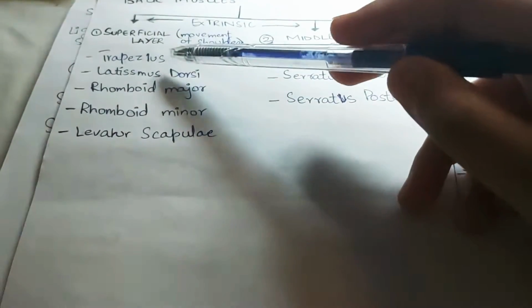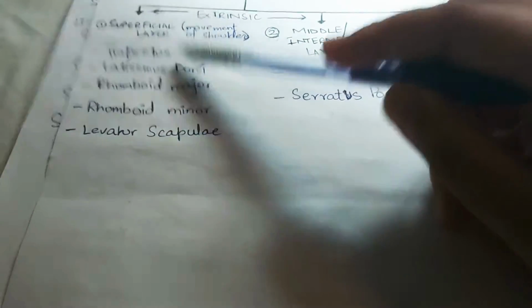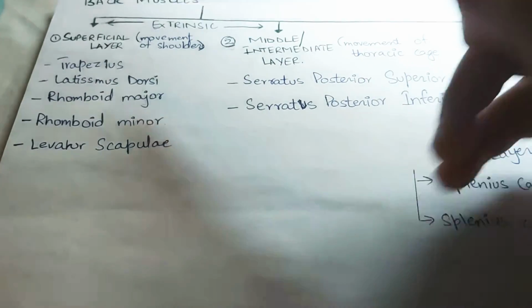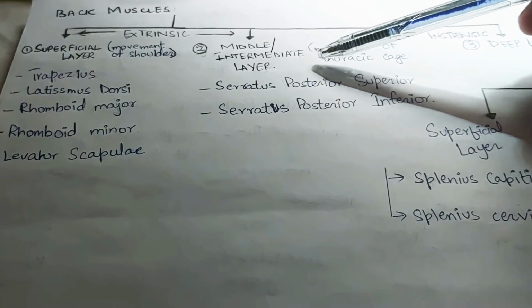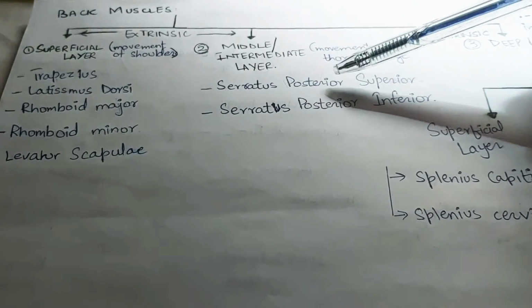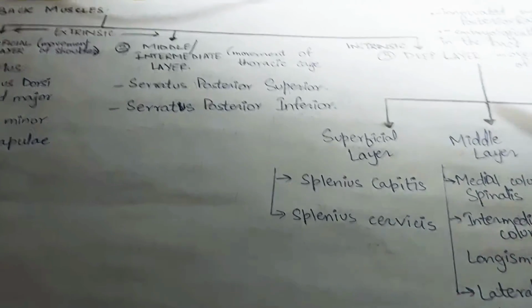Now, if we see the trapezius, latissimus, rhomboids, and levators, they are all associated with the scapula, because the superficial layer of the back is associated with the movement of the shoulder blade. Whereas the deeper you go, the function also changes. Like in the intermediate layer, they are associated with the movement of the thoracic cage, because the serratus posteriors are attached to the rib cage, helping in the movement of ribs.